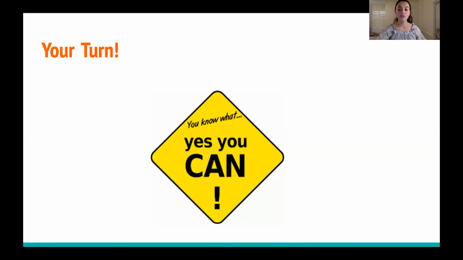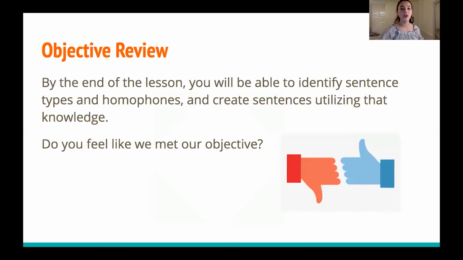Okay, hopefully you guys paused the video and got to try out your own sentences. I'm sure they were awesome, and I hope that you guys really got an understanding about what homophones are and also what different sentence types are. Okay, so here's our objective for the day. It says, by the end of the lesson, you will be able to identify sentence types and homophones and create sentences using that knowledge. Do you guys feel like we met our objective? Give me a thumbs up if you feel like you can do that, or a thumbs down if you feel like you didn't. I feel like we did that because we did learn about homophones, we gave some examples, and we learned about sentence types, and we had to pick out which one matched the sentence type. And we created some of our own sentences. So I do feel like we met our objective for the day.